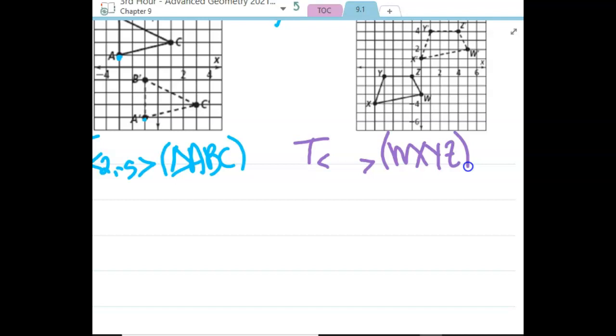So if we start with maybe x, I need to figure out first, okay, you have to go x first. Horizontally, how do you get from x to x prime? Right 5. And then on your y-axis, up 5. So 5, 5.